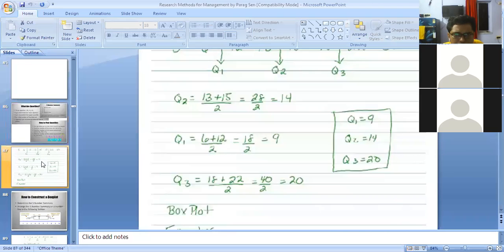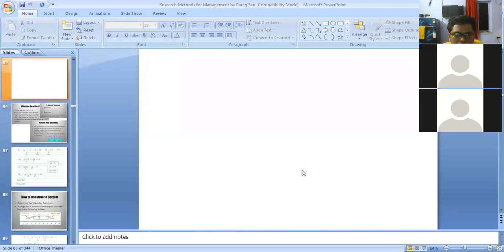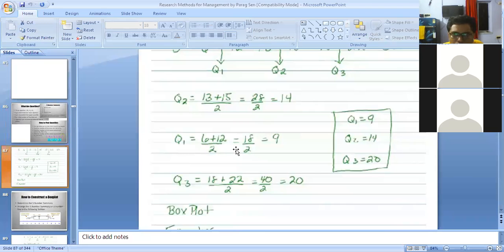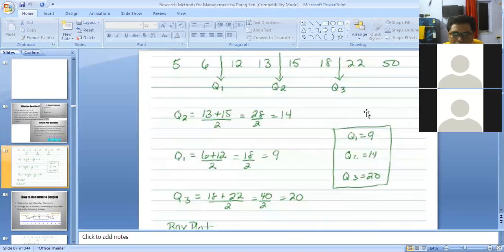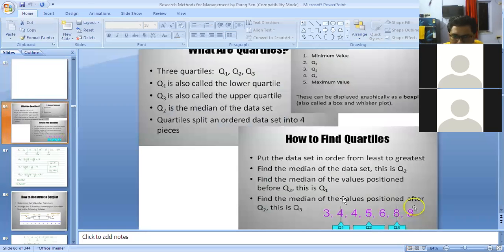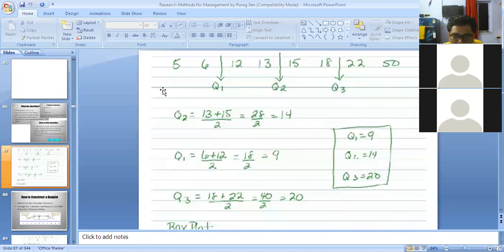So anyway, here we can see how to do this. Whenever you have an odd number of data, like 1, 2, 3, 4, 5, 6, 7, there are 7 data points. But in this case, there are 8 numbers.